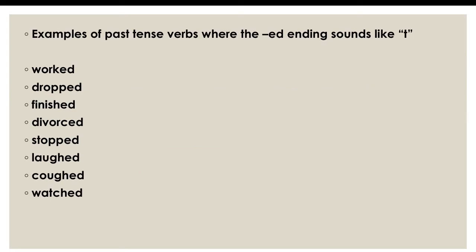Okay, so let's take a look at some examples with the sound T at the end. Worked, dropped, finished, divorced, stopped, laughed, coughed, watched. When I was mentioning before that we are not going to say it as an independent word, it's like if I say worked, you see the difference? If I say worked and worked, it's blended, okay? So the idea in pronunciation is that you blend words and you're going to sound more natural.